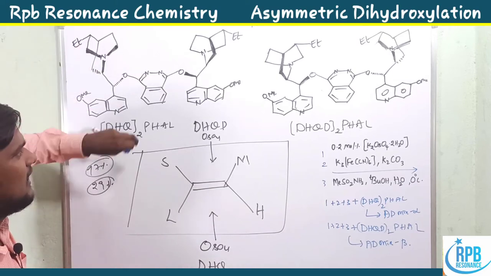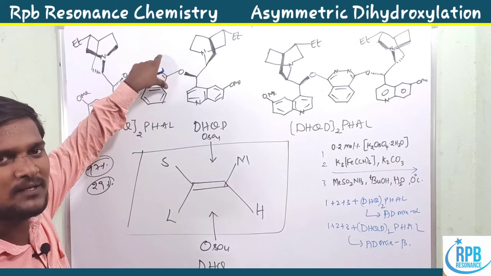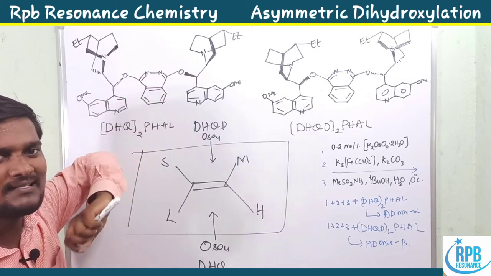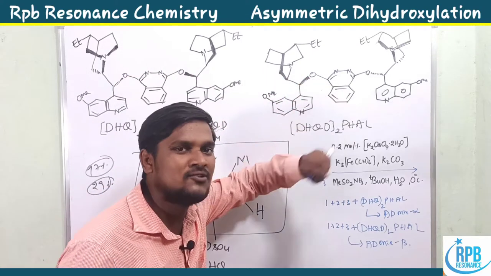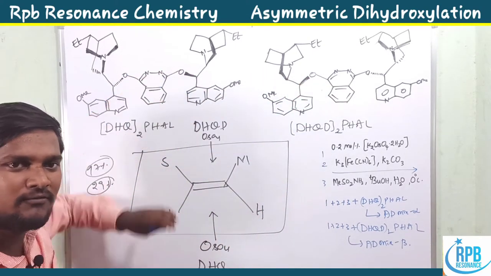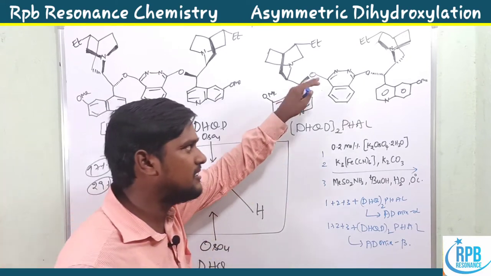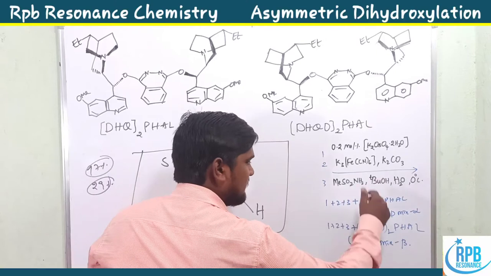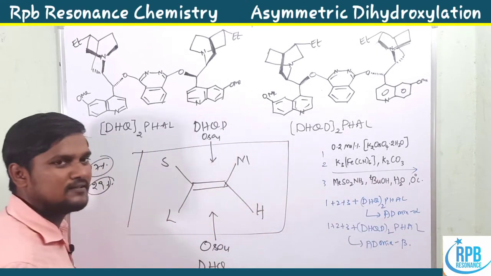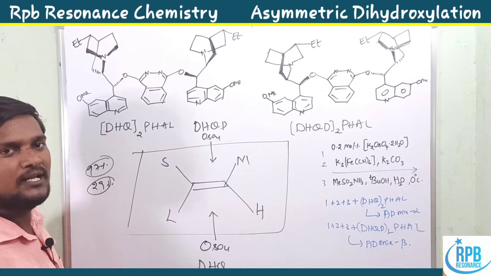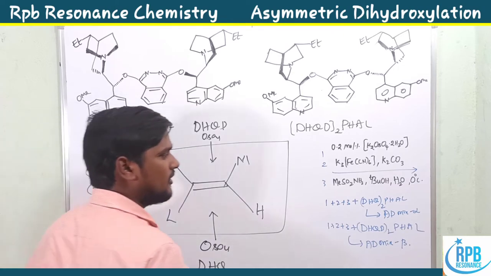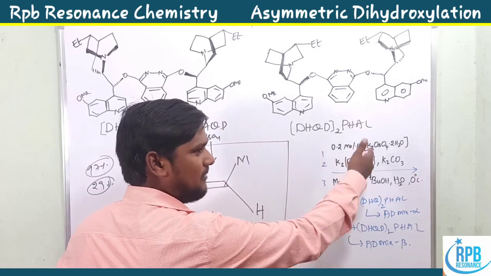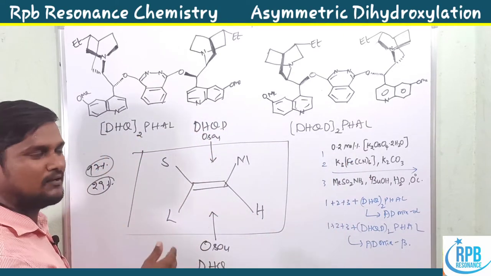So here it is the spacer. These two are the spacers which connect the two chiral ligands, DHQ and in this case DHQD. So DHQ will favor the bottom side attack, and DHQD will favor the top side attack. The total mixture is called AD mix alpha, and with DHQD it is AD mix beta. So the total mixture is available for the synthesis.